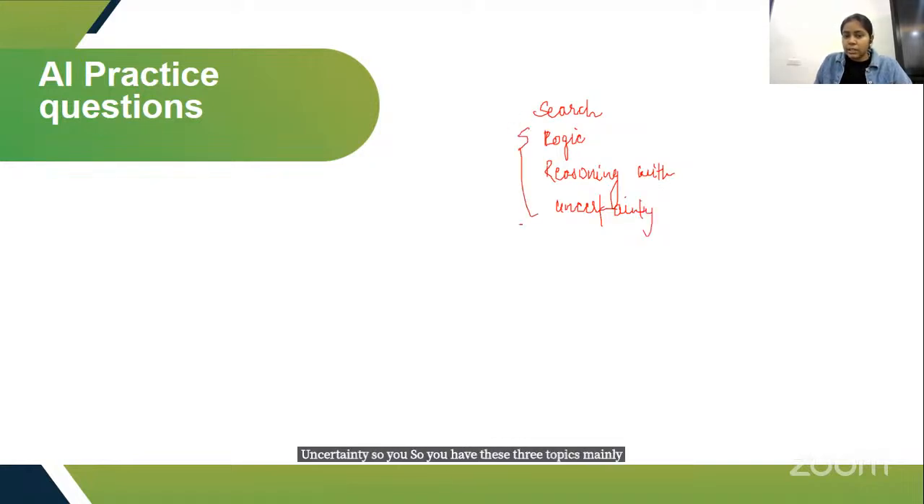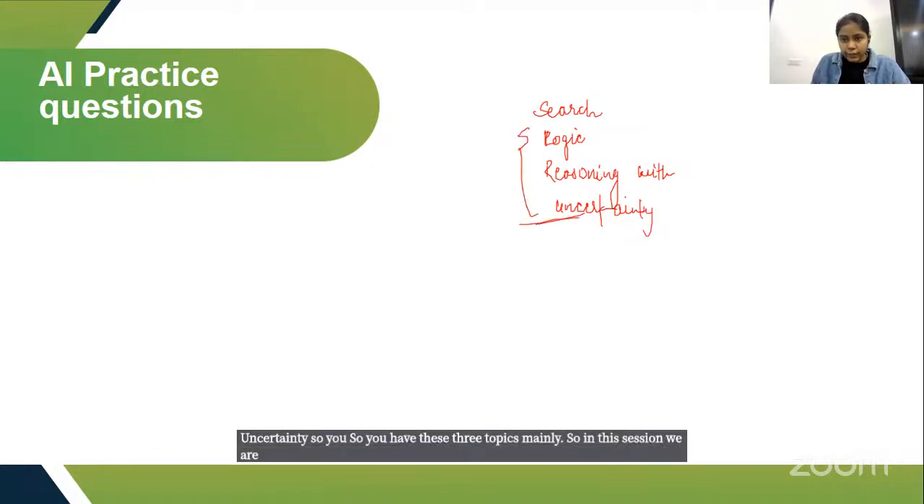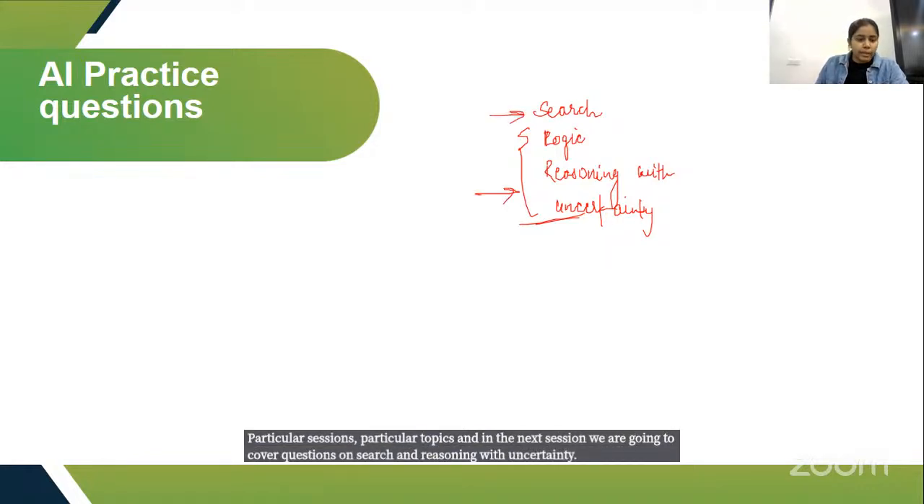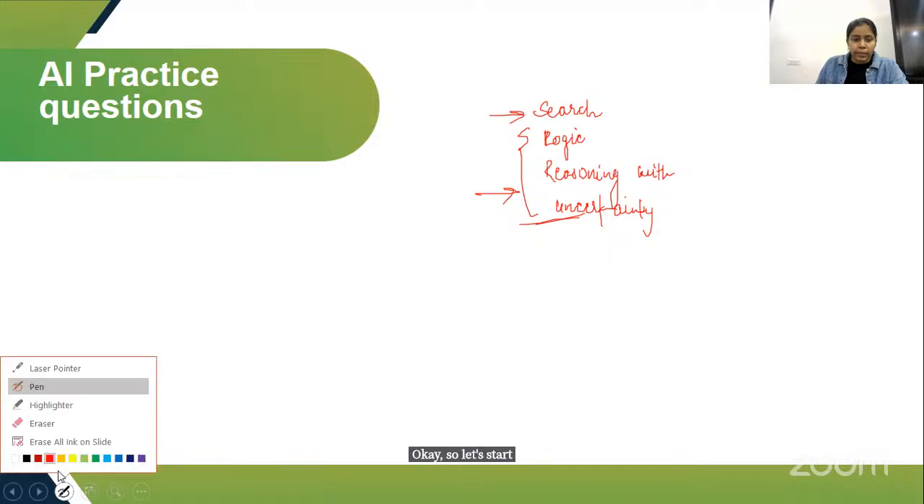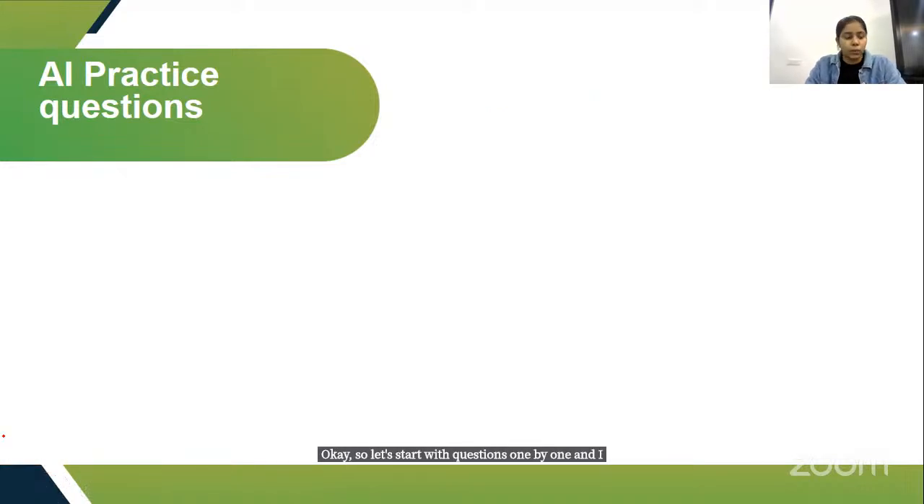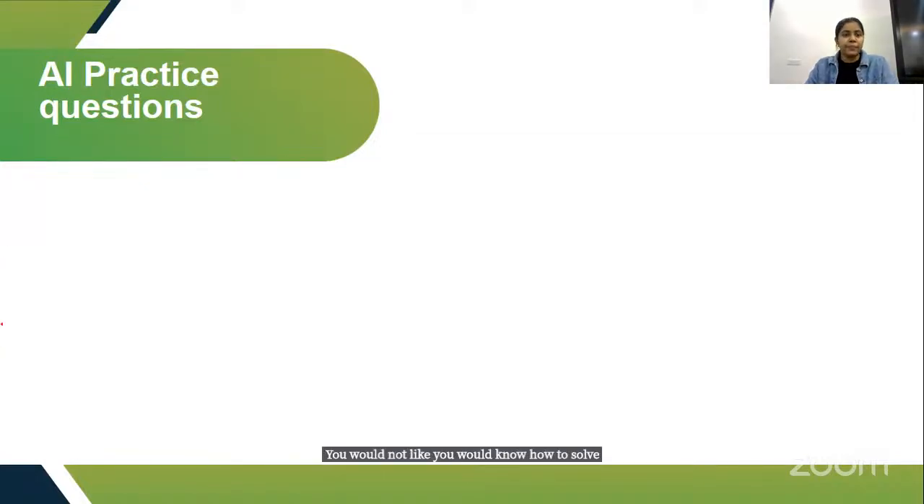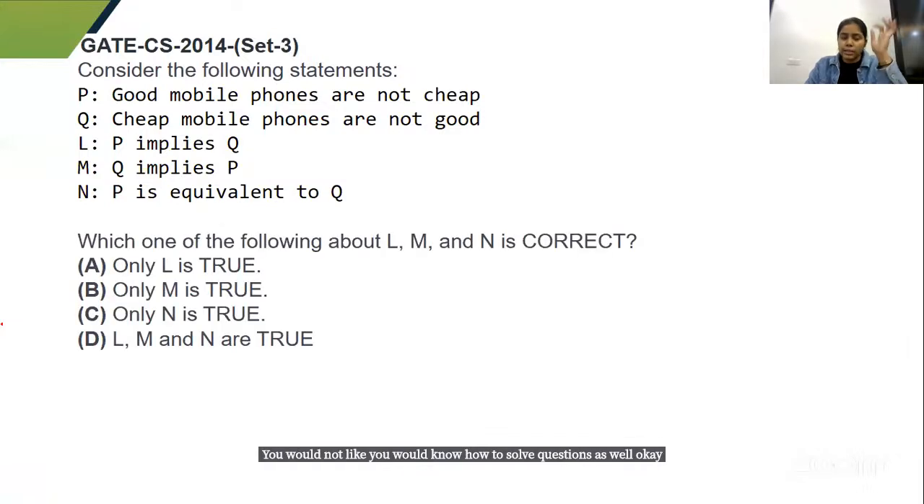In this session, we'll try to cover the logic topic, and in the next session, we are going to cover questions on search and reasoning with uncertainty. Let's start with the questions one by one, and I suggest you also try all those questions along with me, so that you would know how to solve questions as well. Let me start with this question.